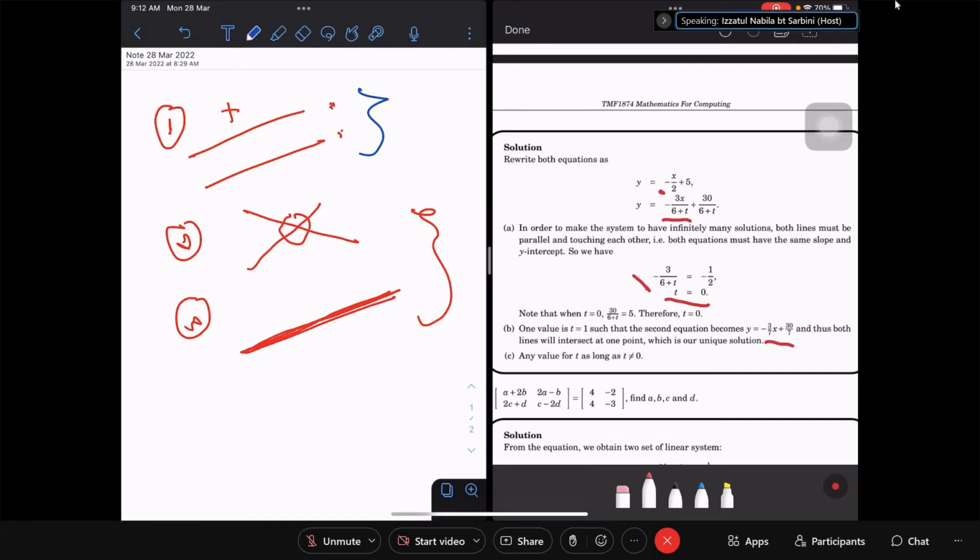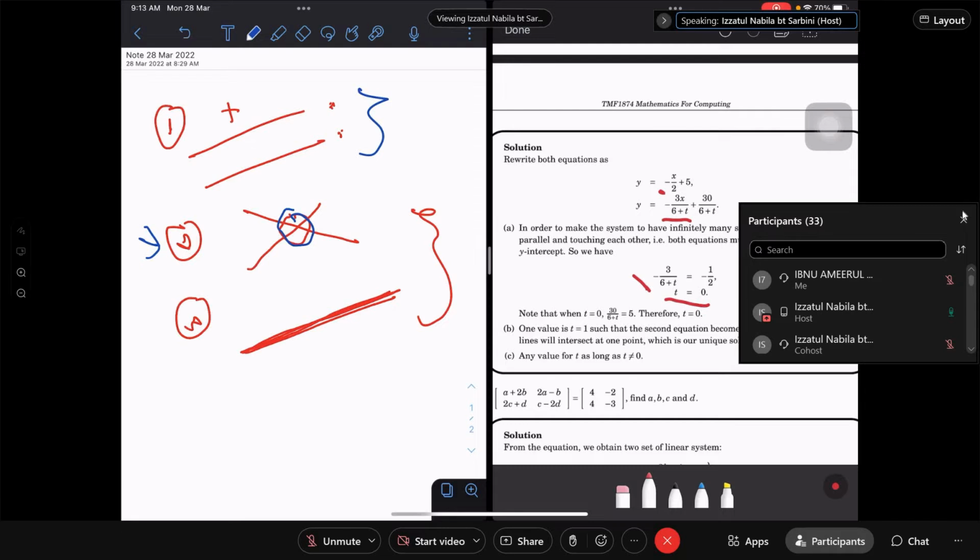Unique solution means one solution, at one point only. So you need to find equations that intersect with the first equation at one point only. It can be other equations as well besides t equals 1. So that's why I said it's more of a trial and error, trying to find equations that intersect with the first equation at one point only. That is a unique solution.